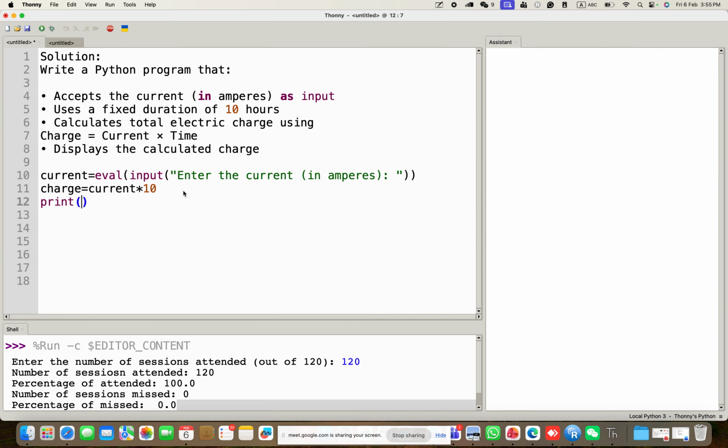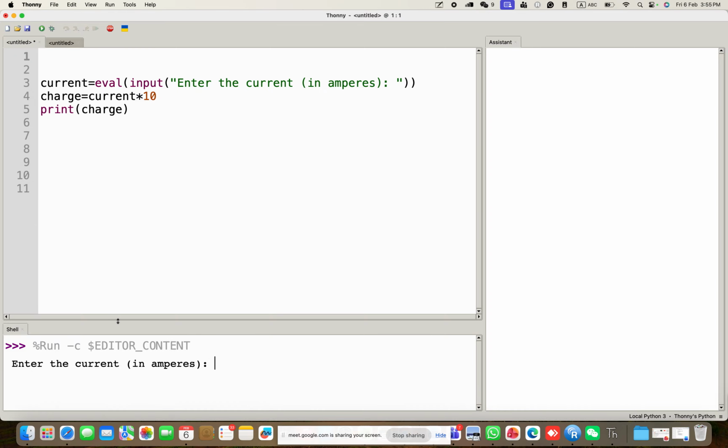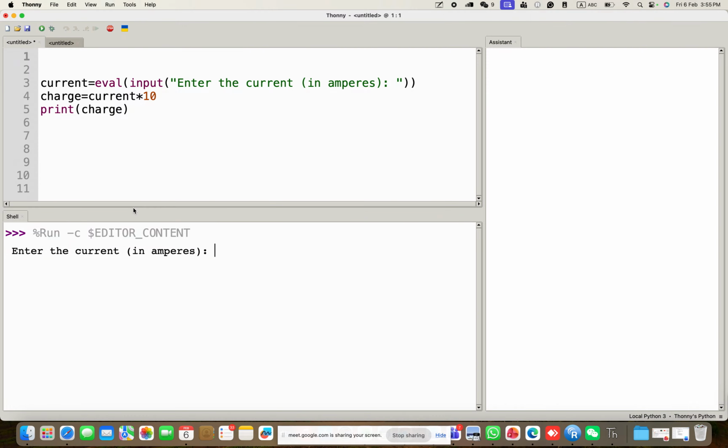Print charge. And I know Fahad likes to do this like this, right? Yes. But okay, I will do it to avoid mistakes. Errors. I know. This is cheeky, isn't it? Okay, here we go. So we say here, enter the current in amperes: 5. Let's say 5, and the charge is 50. I like to say "charge is 50", right? Yes, it's way better. But you just have to remember to put a comma here. Okay, here we go. Charge is 50. Perfect.